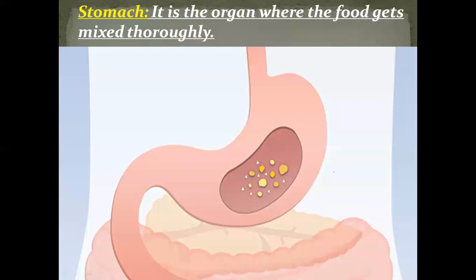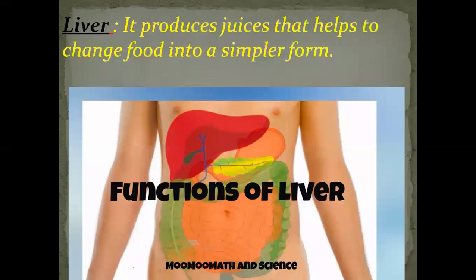In the stomach, the food gets mixed thoroughly, and this stomach is a sac-like organ where the food is further broken down. Then once the food is further broken down, from the stomach the food reaches the small intestine. So the liver produces the juices that help to change the food into a simpler form.